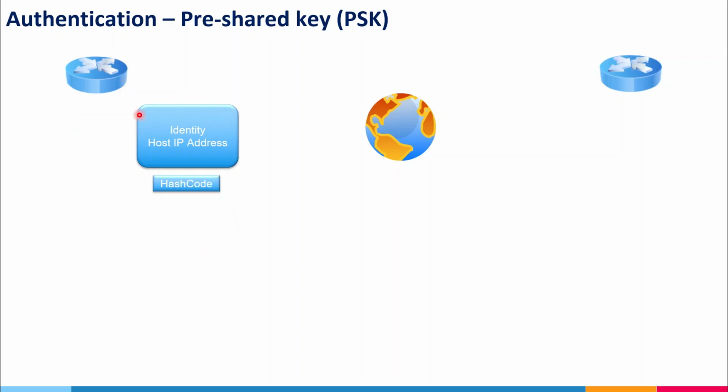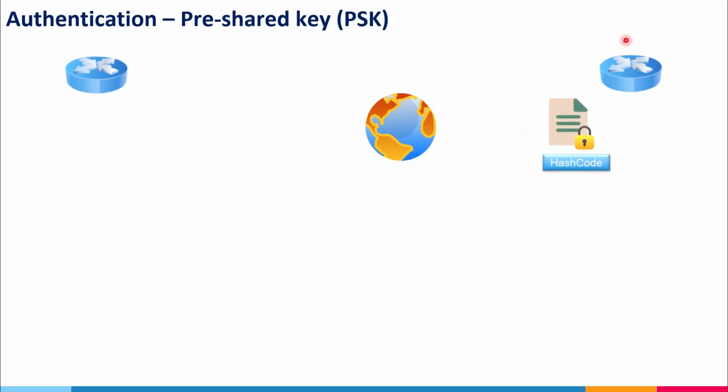Now during the negotiation phases, it also sends some identity details, like the host IP address, and along with it, it attaches the hash code. The hash code is the hashing of the configuration, which has a unique pre-shared key. These identity details are all encrypted, I mean the host IP address and some other parameters are encrypted, and along with it a hash code is sent.